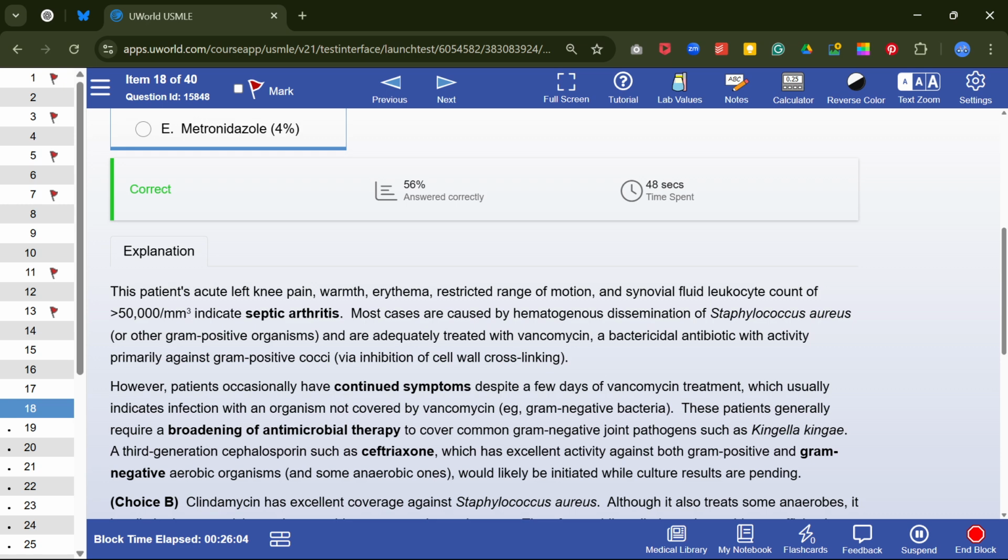These patients have acute knee pain, warmth, erythema, restricted range of motion, and synovial fluid leukocyte count more than 50,000, which indicate septic arthritis. Most cases are caused by hematogenous dissemination of Staph aureus or other gram-positive organisms and are adequately treated with vancomycin, a bactericidal antibiotic with activity primarily against gram-positive cocci via inhibition of cell wall synthesis.